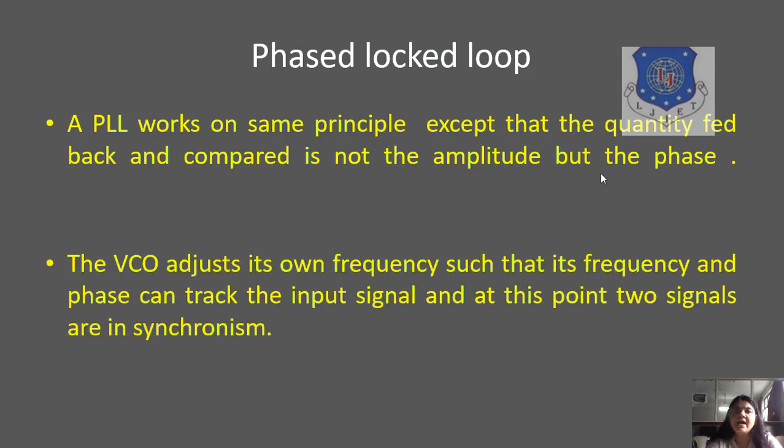The VCO adjusts its own frequency such that its frequency and phase can track the input signal, and at this point the two signals are in synchronism. If the two signals are in synchronism, then we can track the frequency and the phase. If they are not synchronized, we don't have any idea about the phase change, or where the frequency or phase would change.